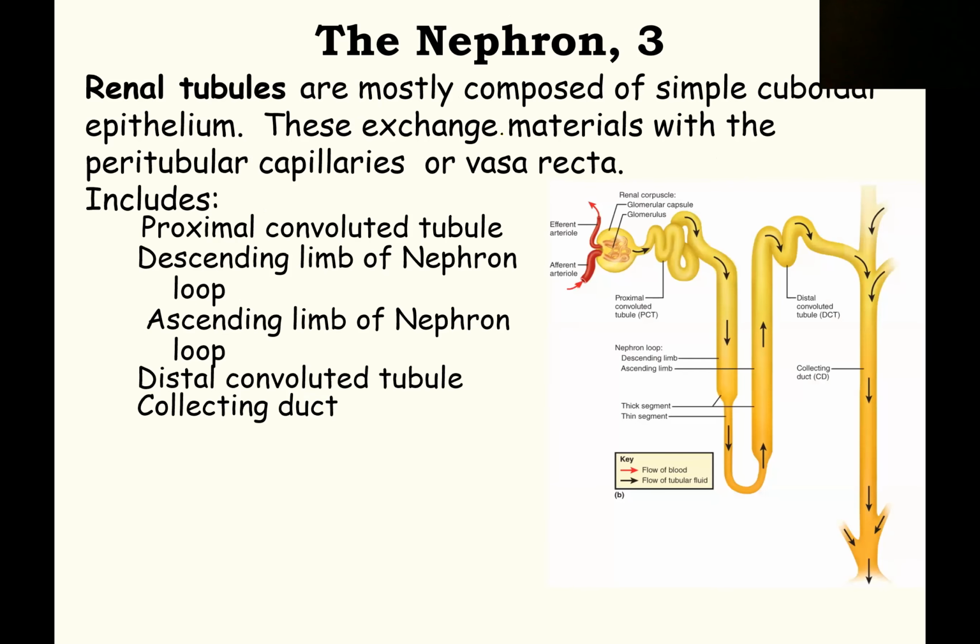The renal tubules are composed of simple cuboidal epithelium, and they're going to exchange materials with either the peritubular capillaries or the vasa recta. So here it's just showing you the nephron. Leading away from the glomerular capsule, you have the proximal convoluted tubule, closest to the point of attachment, and it's not straight, meaning convoluted. Then you have the descending limb of the nephron loop. It makes a U-turn and becomes the ascending limb of the nephron loop. That flows into the distal convoluted tubule, and that empties into a collecting duct.